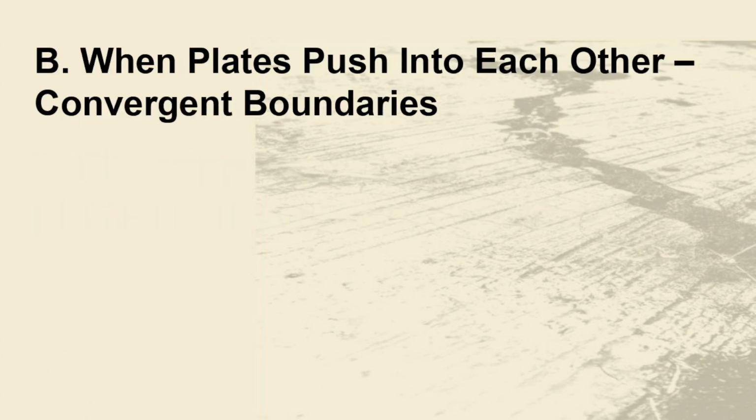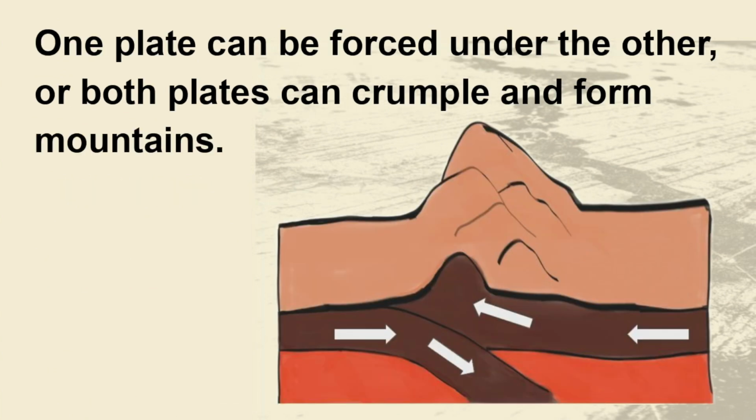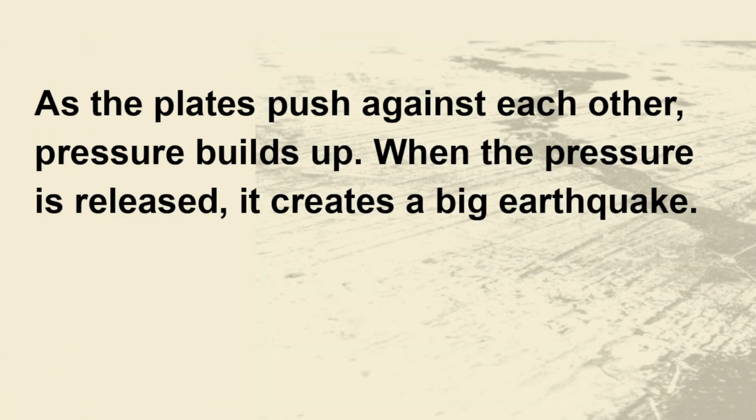B. When plates push into each other, convergent boundaries. Sometimes two plates push against each other. This is called a convergent boundary. One plate can be forced under the other, or both plates can crumple and form mountains. As the plates push against each other, pressure builds up. When the pressure is released, it creates a big earthquake.